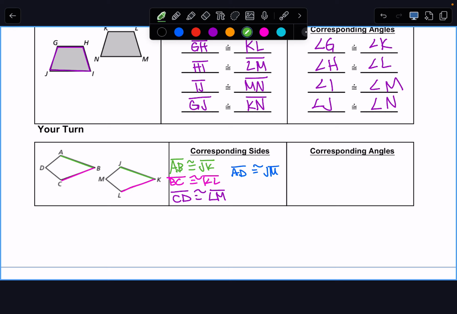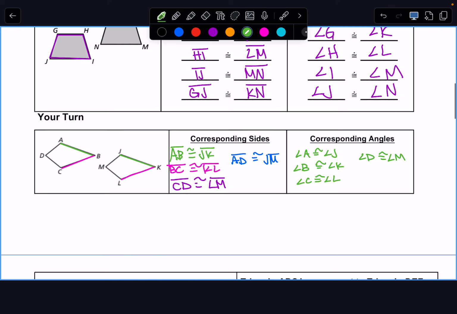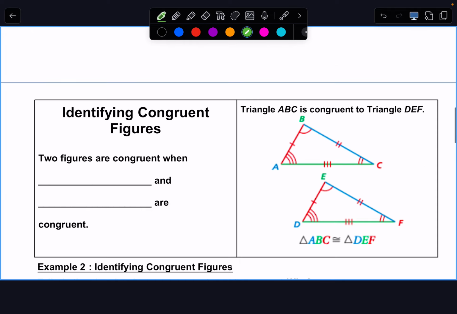All right, and then our angles. Angle A should correspond with angle J. Angle B congruent to angle K. Angle C congruent to angle L. And angle D congruent to angle M. Sound good? Okay. All right, let's go to the next page.